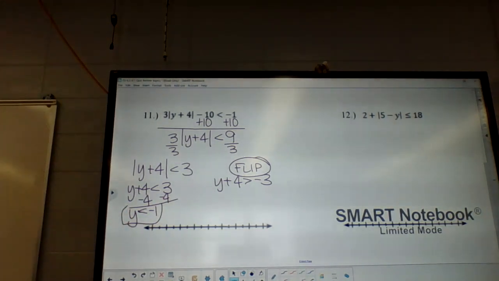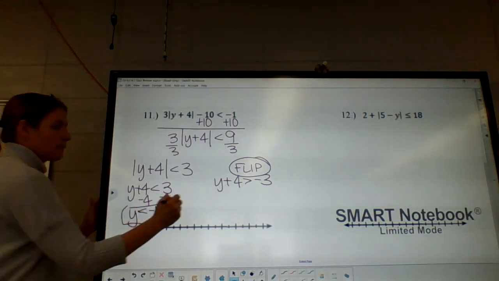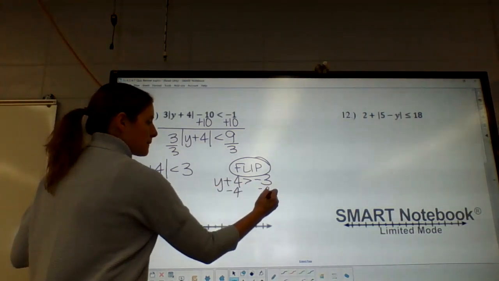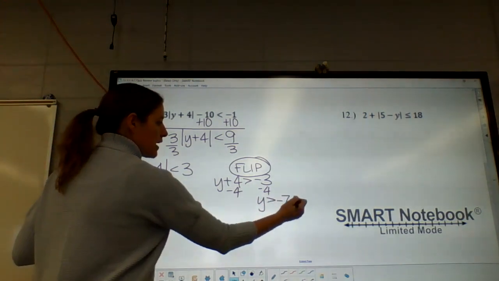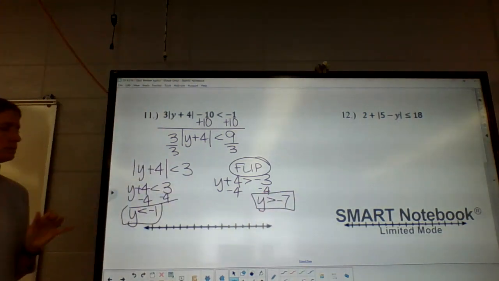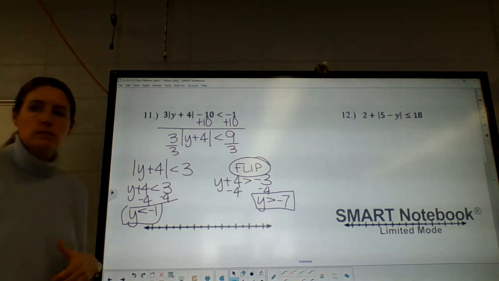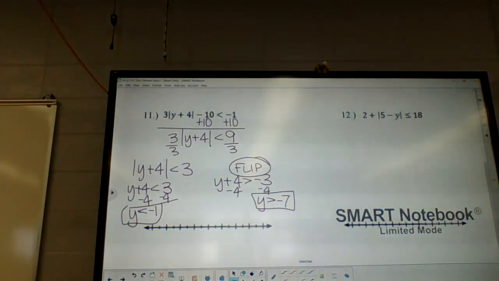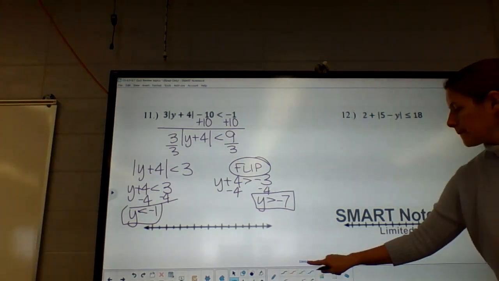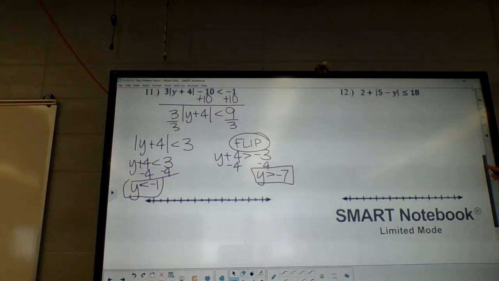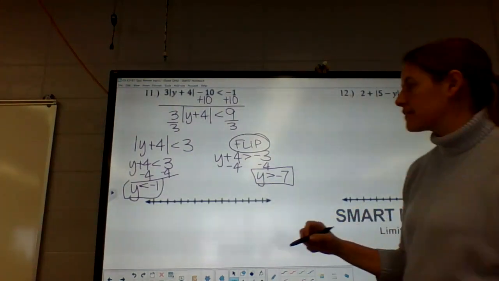So we get one answer of y is less than negative 1. And y is also greater than negative 7. Now when we go to put this on our number line, be careful. The smaller one should go on the left side. So negative 7 is going to go on the left. So your number line still has to make sense.